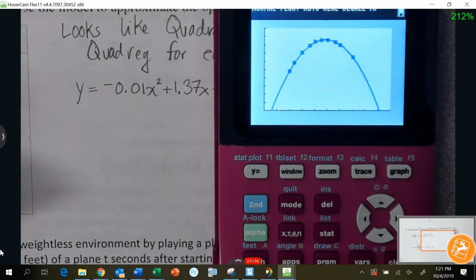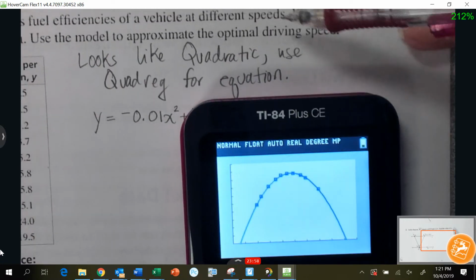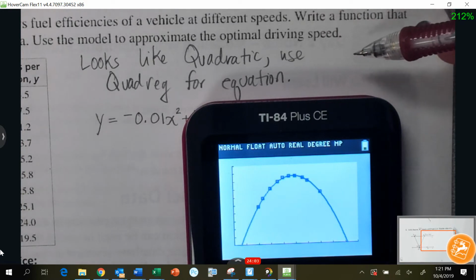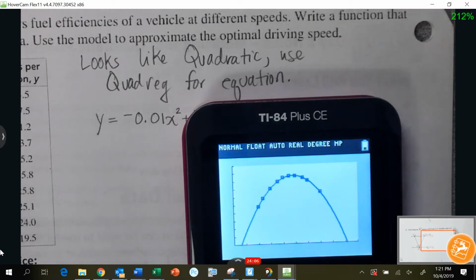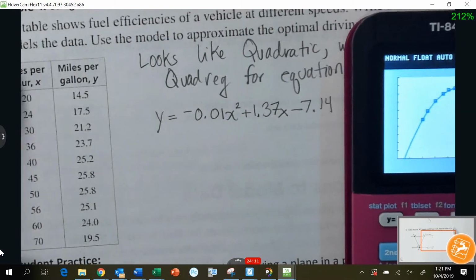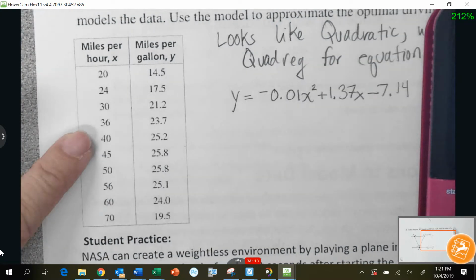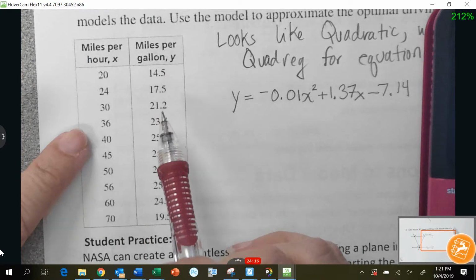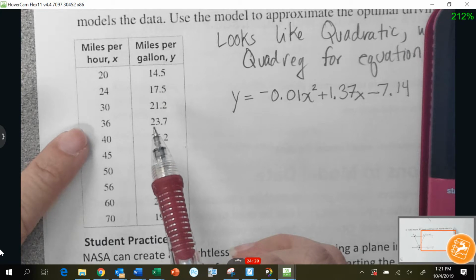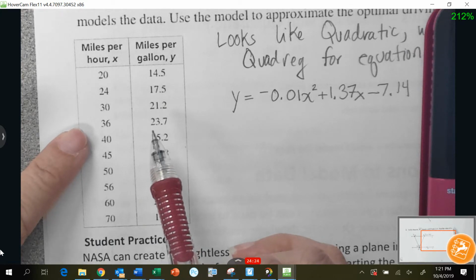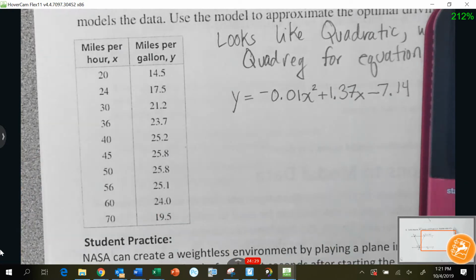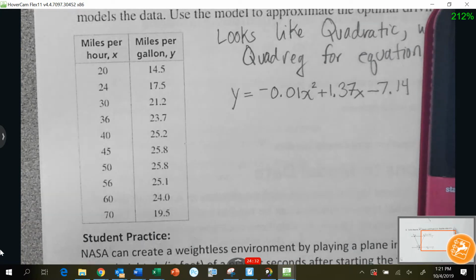Now they have a question for us. It says use the model to approximate the optimal driving speed. The optimal driving speed. What does that mean? What are we trying to get? What's the optimal driving speed? You guys are around driving ages. Average is not optimal. What's optimal mean? What does optimal mean?